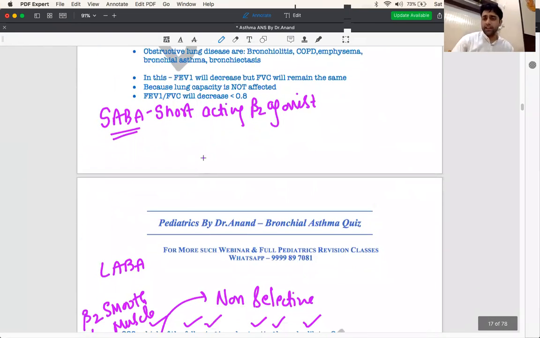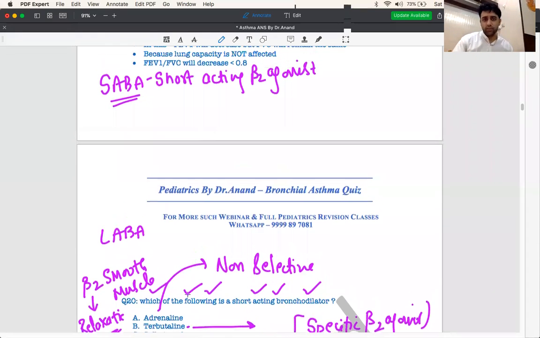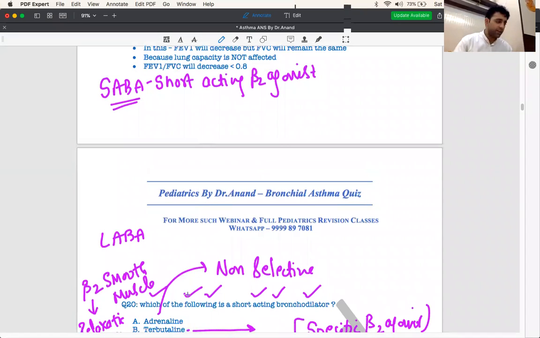Next, coming to this part, SABA and LAMA. So short-acting beta-2 agonists, the selective ones I have already told you, terbutaline, salbutamol. Non-selective is adrenaline. So can anyone tell me anything other than this? Can you name any short-acting beta-2 agonist? Put your answer in the comment section, please. So we have levosalbutamol. Albuterol is nothing but salbutamol.